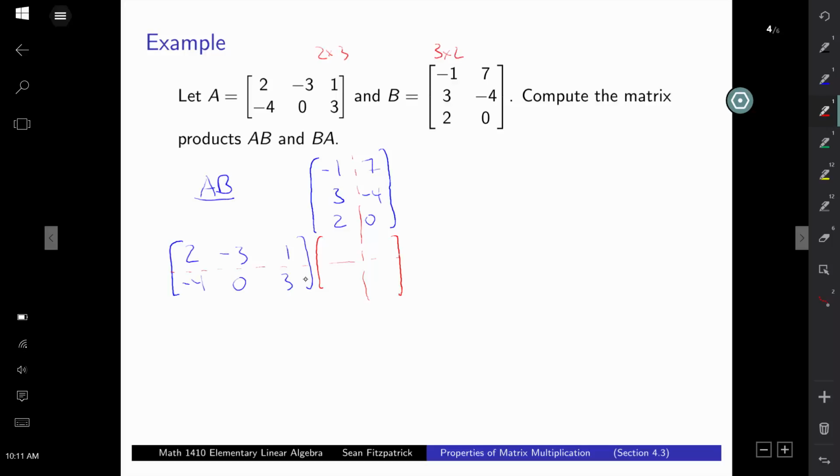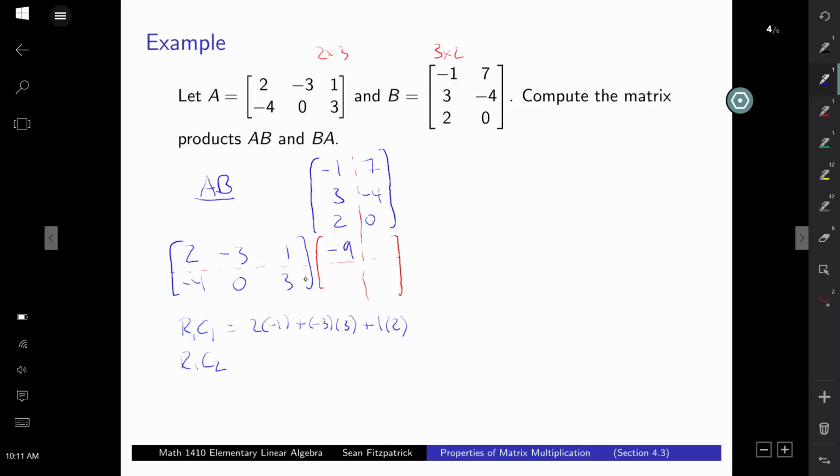The 3 matches with the 3, so we know the product is defined, and the 2's on the outside tell us that the outcome should be 2 by 2, right? So if we do row 1 times column 1, so row 1 from A times column 1 from B, we've got 2 times minus 1 plus minus 3 times 3 plus 1 times 2, right? So we're doing 2 times minus 1, minus 3 times 3, 1 times 2. We're doing those 3 products, adding them all up, so we get minus 2 minus 9 plus 2.